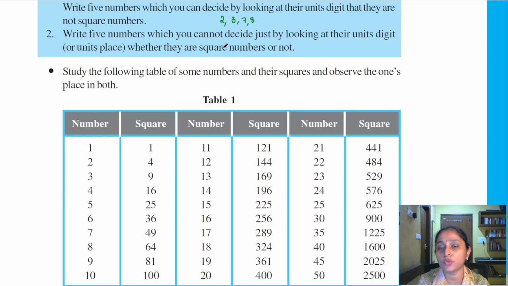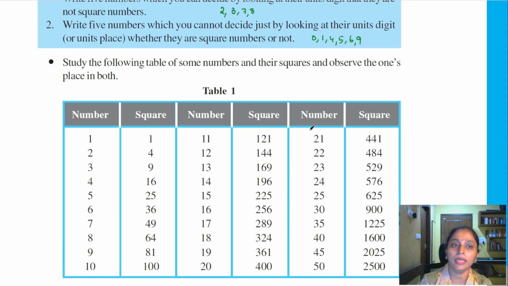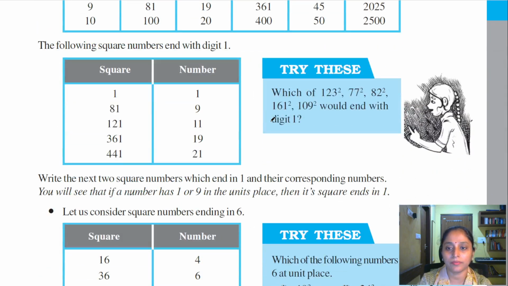Write 5 numbers which you cannot decide just by looking at the units place whether they are square numbers or not. Again, here you can give examples of numbers ending with 0, 1, 4, 5, 6, 9. Any number that ends with one of these digits, there is a possibility, but you cannot decide just by looking at the units place, right? So that is the try this question that they have given.